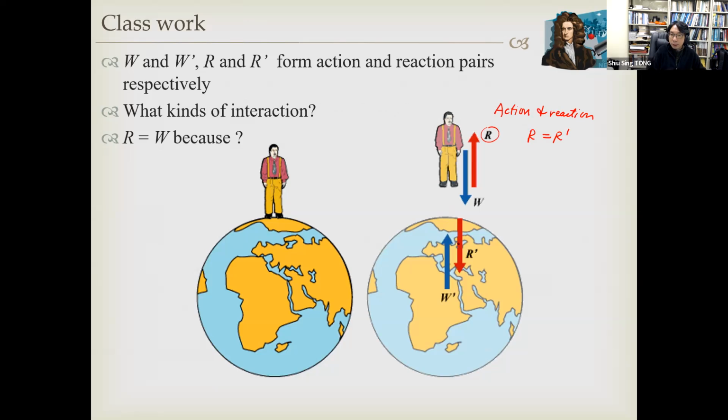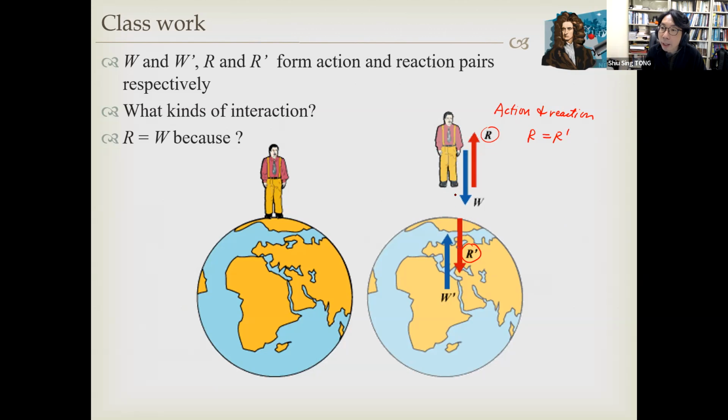This force and this force, they are the action and reaction. Now these are what kind of force? They are the contact force between the person and the ground. The person presses on the ground and the ground supports the person. It's due to the interaction, right? So they are equal and they form a pair of interaction between the person and the ground and the earth, okay? Due to the contact between the two bodies.